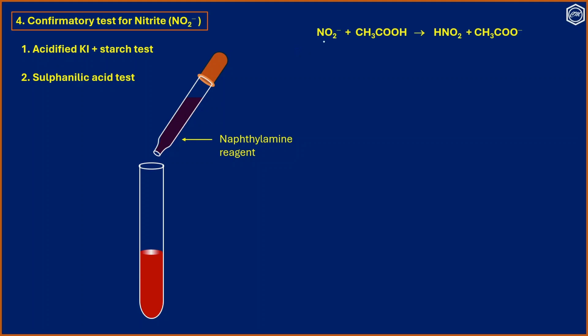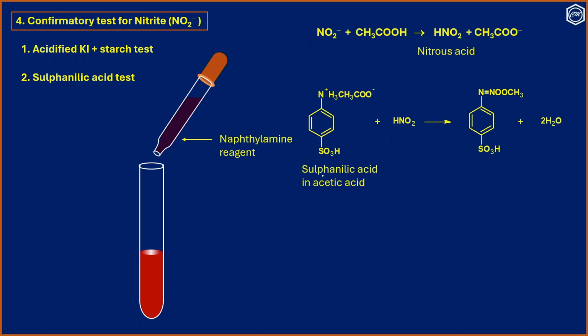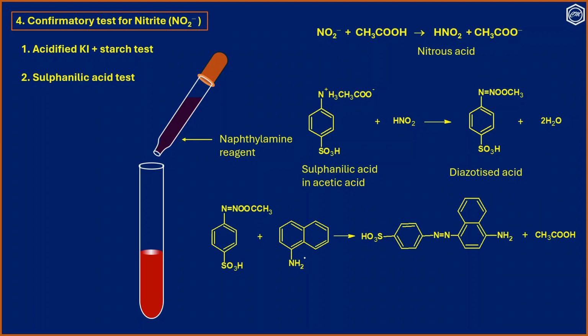The nitrite NO2 minus, in presence of acetic acid, is converted to nitrous acid. The nitrous acid combines with the sulfanilic acid and forms diazotized acid. The diazotized acid now combines with the 1-naphthylamine giving red azo dye.